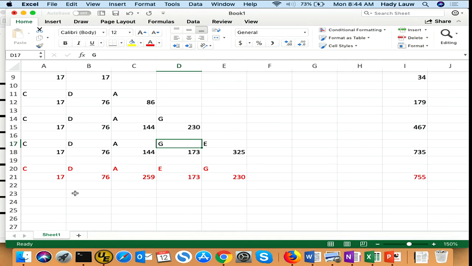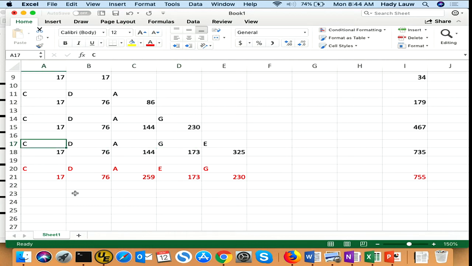So for A, the closest one is B. For C, the closest one is B. For D, the closest one is B. For E, between 112 and 79, F at 79 here is smaller. For G, the closest one is B. But 79 here is the smallest, so we're going to pick F, put it next to E.